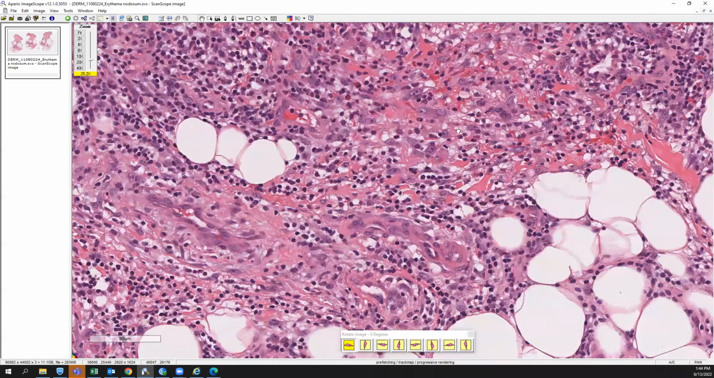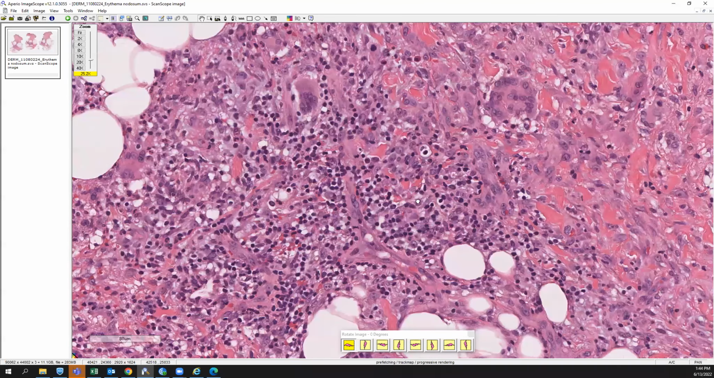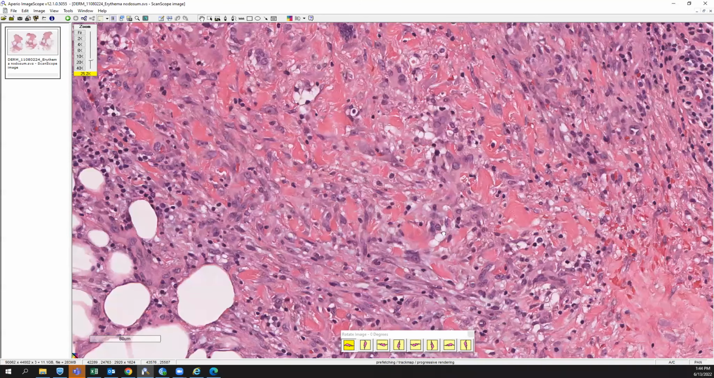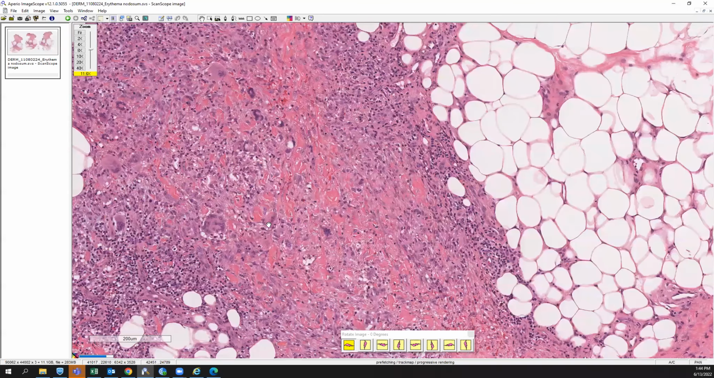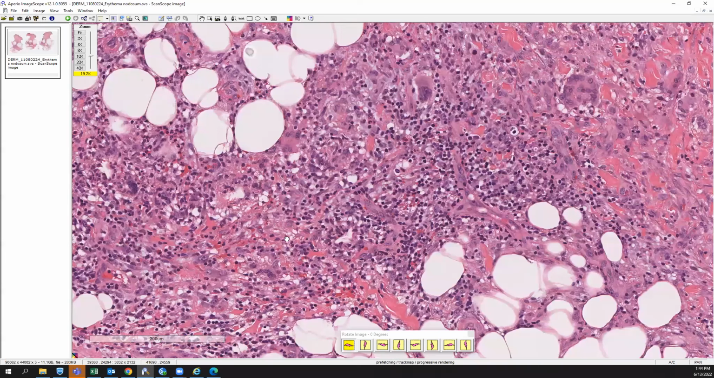You won't always have it, depending on how inflamed the particular lesion is, but for the classics that you should be tested on, you're going to have a nice widening of the septa with mixed inflammation containing abundant giant cells, lymphocytes, histiocytes. And this is pretty much picture perfect for erythema nodosum.